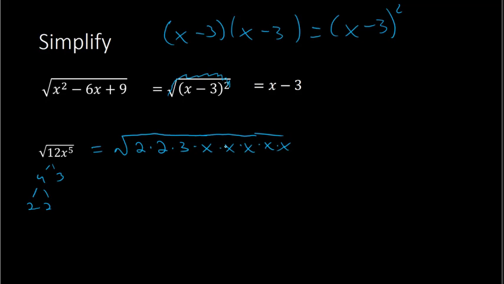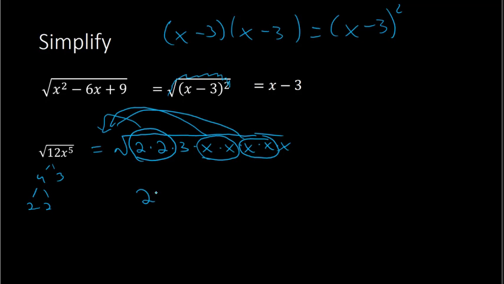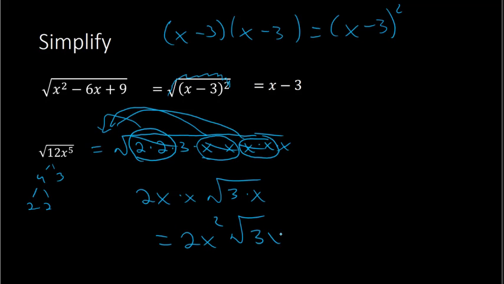Alright, so you don't need to write out all of this, but your thought process should be kind of like this, where we look for groups of two things. So here we see 2's, x's, and then another set of x's. So I can pull out a 2, an x, and another x. So now we're left with, on the inside, 3 times x. So on the outside, I have 2 times x squared. On the inside, we have 3 times x. So right here is my simplified form of the square root of 12 times x to the fifth power.